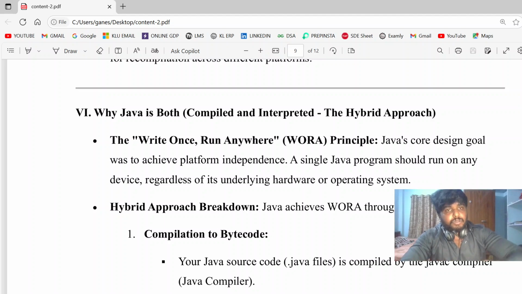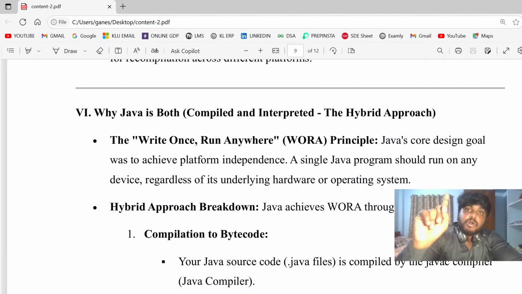Why is Java both? Write once, run anywhere. So you can write code once, and you can run that code on any machine: Linux, Ubuntu (Ubuntu is a Linux distribution), Windows, Mac, you can run it anywhere. Java's core design is that. Java's goal is to achieve platform independence. Platform independence is the primary goal of Java.